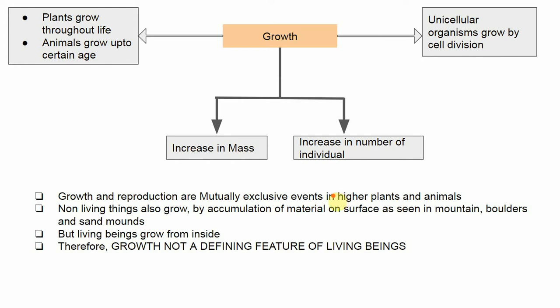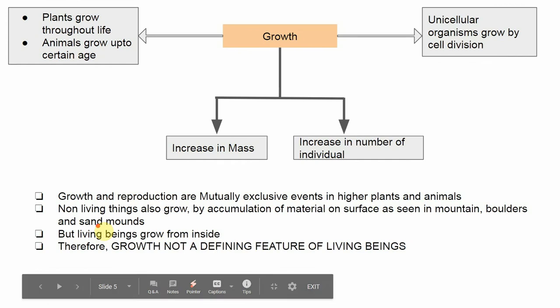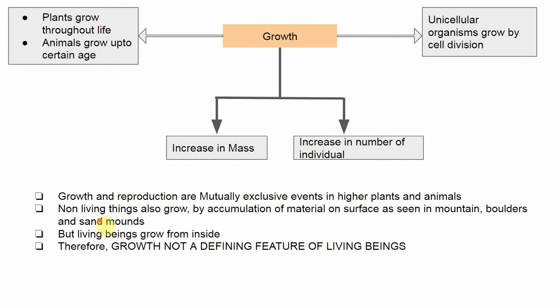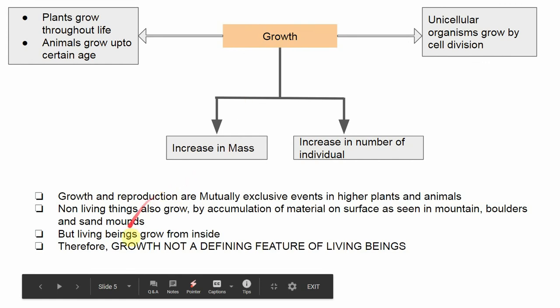They're mutually exclusive events. Now, the problem is that we cannot say growth is completely a defining feature of living organisms, because non-living things also grow, and this growth is mainly by accumulation of material on the surface, which is observed in the case of mountain boulders and sand mounds. The difference between living and non-living growth is that in living beings, growth occurs from the inside, contrary to non-living things, where growth occurs on the surface. Thus, based upon the criteria by which we are considering growth, we cannot say that growth is a defining property of living beings. Even non-living things exhibit growth.